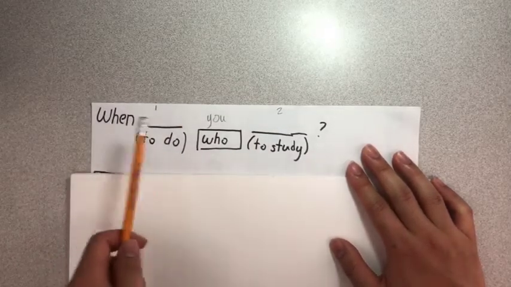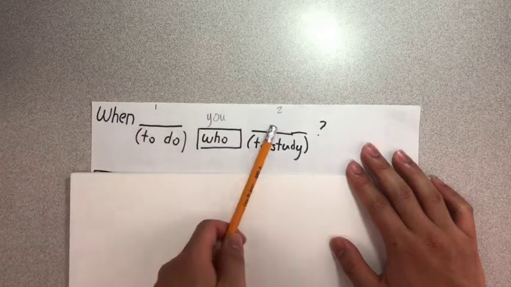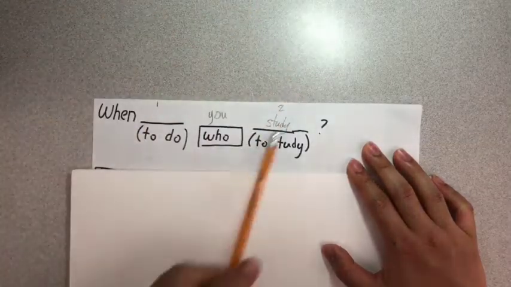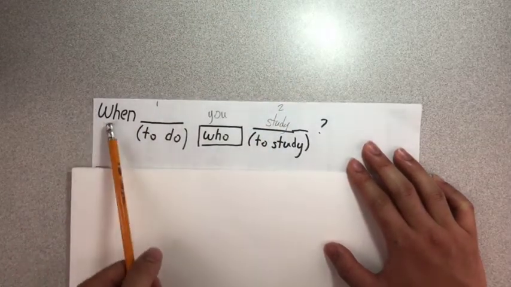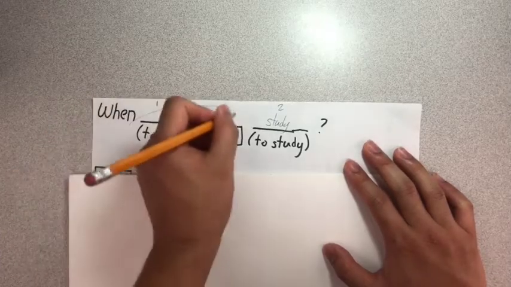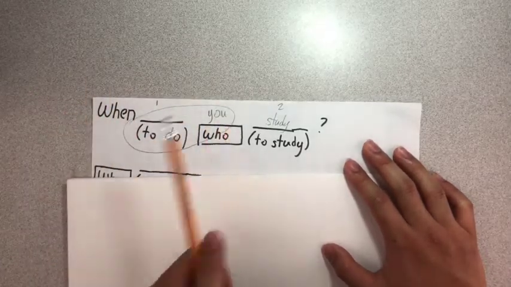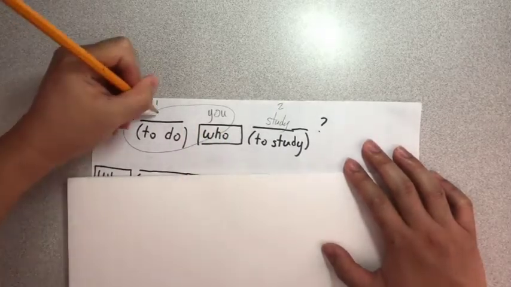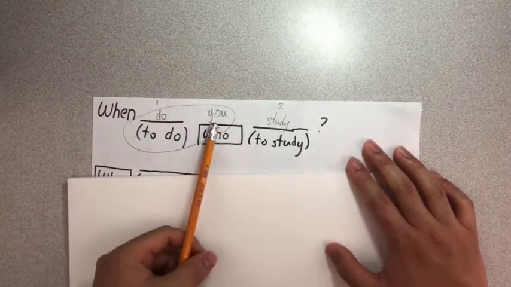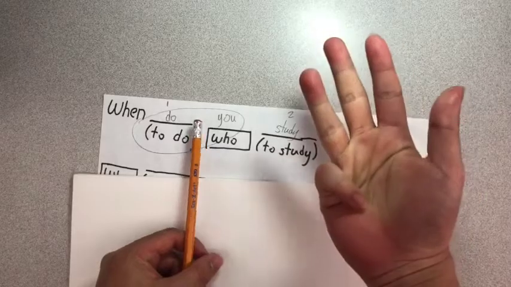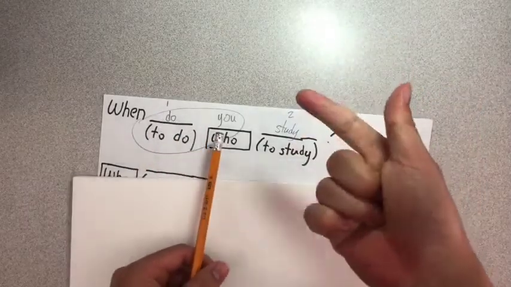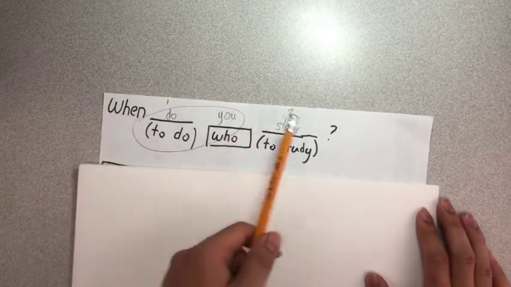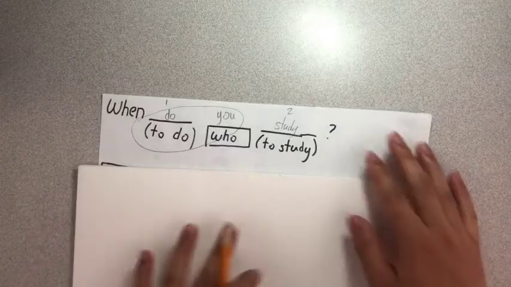Now, remember, we only change the first verb. So the second one is easy. The second one is just study. Always study. And now we can write "to do" with "you." What is "to do" for you? It is "do." Remember, I, you, we, they, do. He, she, it, does. When do you study? When do you study?